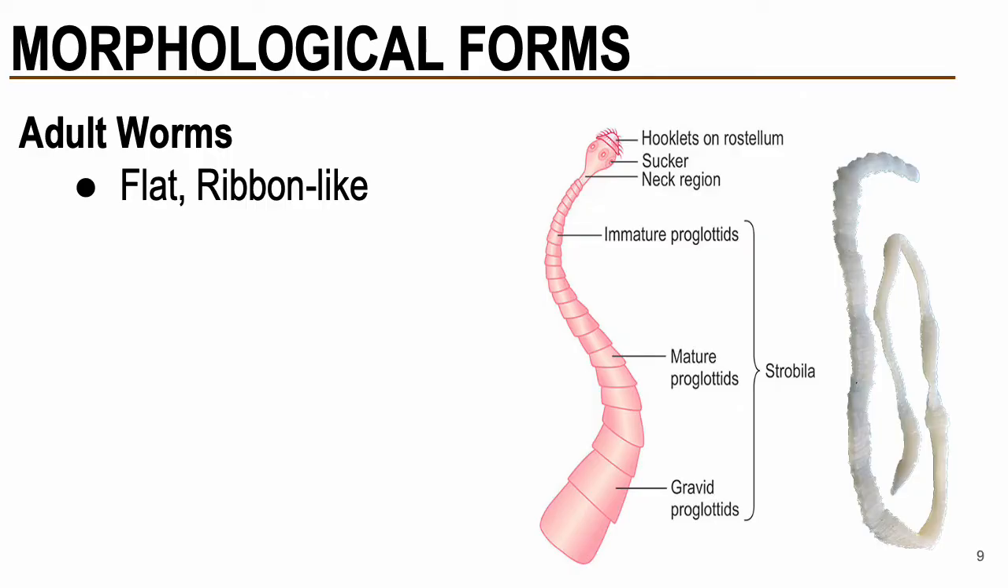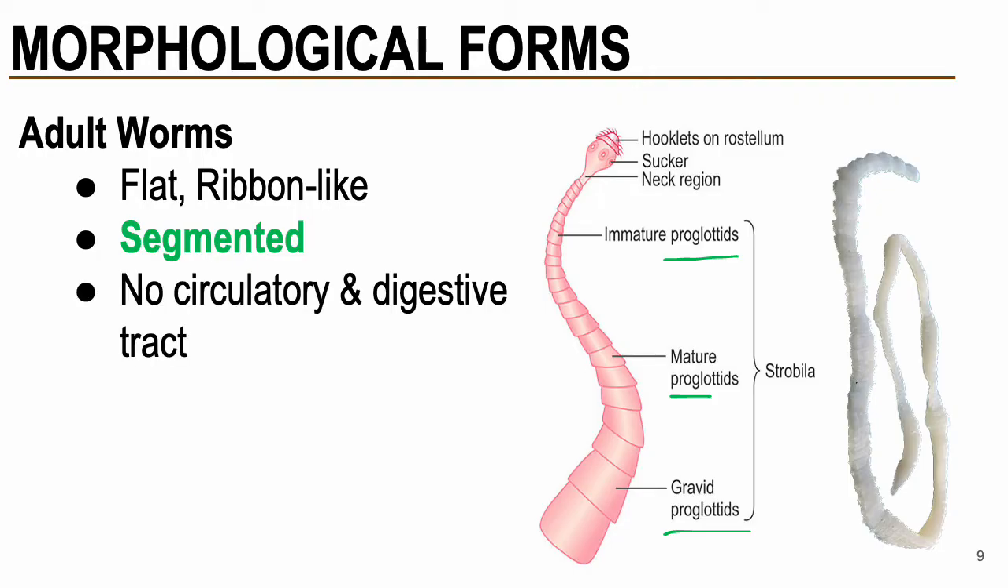Also, unlike nematodes, cestodes or tapeworms are segmented. That means these worms are divided into different portions or segments called proglottids. Later on, we'll discuss the functions of these structures.